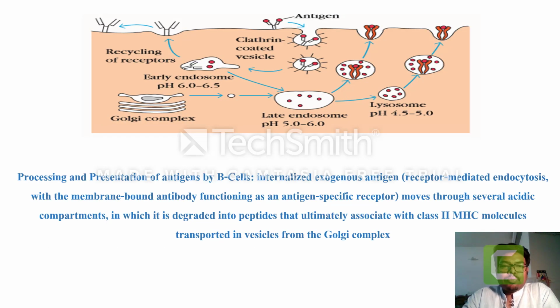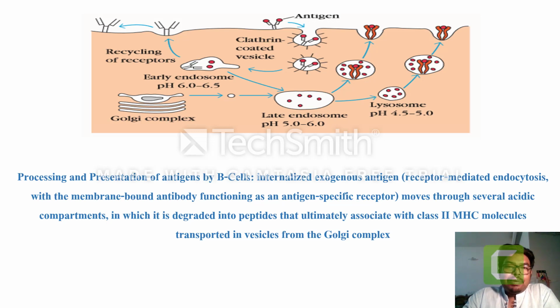So this slide shows processing and presentation via the endocytic pathway involving B cells. Now you see, the antigen binding receptors present on the surface of B cells are actually the membrane bound antibodies. The membrane bound antibodies bind to the antigen. Actually, these antibodies would be concentrated within the pits present on the surface of the cell, the cytosolic side of which is coated with clathrin protein.